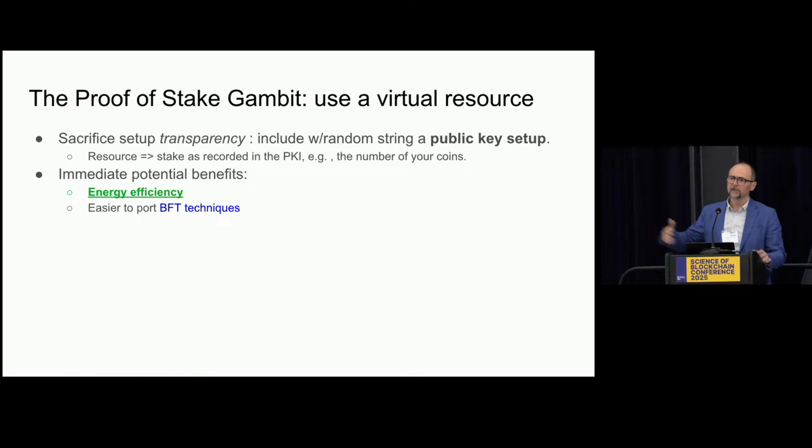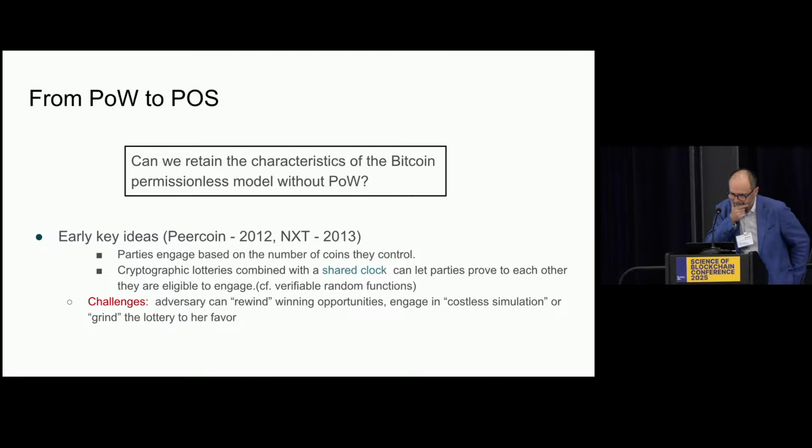The setup of Bitcoin is just a random string, what in cryptography is sometimes called the random string in the sky. But in a proof-of-stake system, we now need a public key directory. So we need a set of public keys for the system to start. And the resource that we're going to associate with the protocol is the number of coins associated with the public keys. The potential benefit, of course, is that we might be able to use a lot of protocol design techniques that were developed over decades of work in distributed systems. So it's easier to port these BFT techniques and retain energy efficiency.